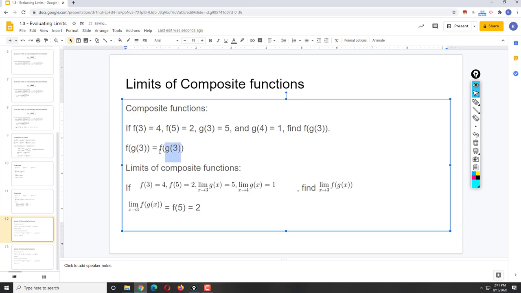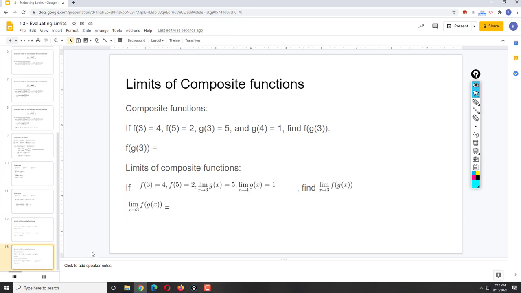What is g of 3? g of 3 is 5. So we can replace g of 3, substitute g of 3 with 5. But then f of 5 is equal to 2, so that's it. We don't really need to know what f of 3 is to do this problem. If we know g of 3 is 5 and f of 5 is 2, we can do f of g of 3. The limits of composite functions are really similar.